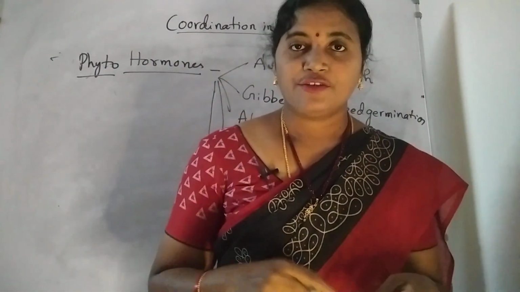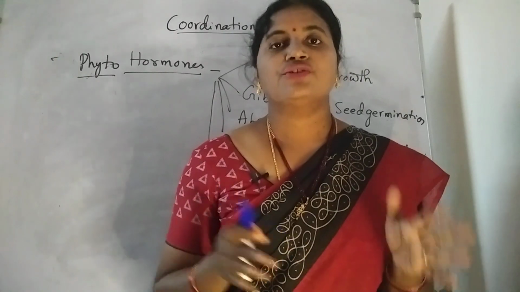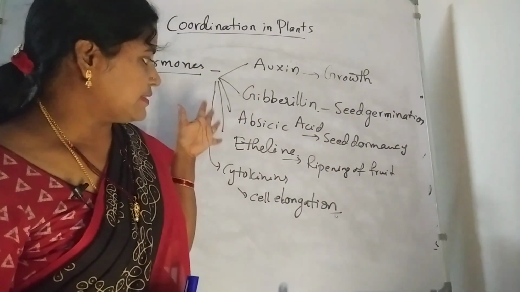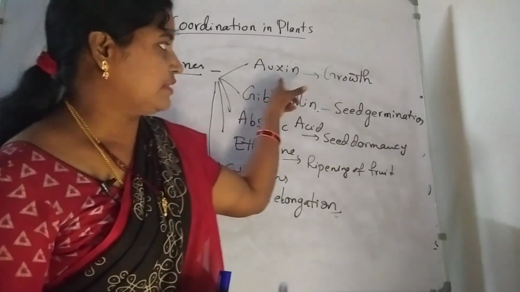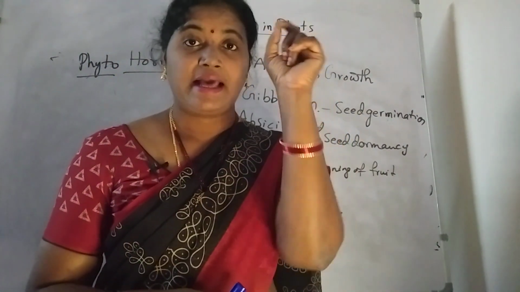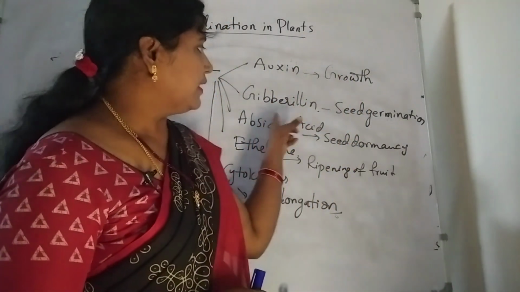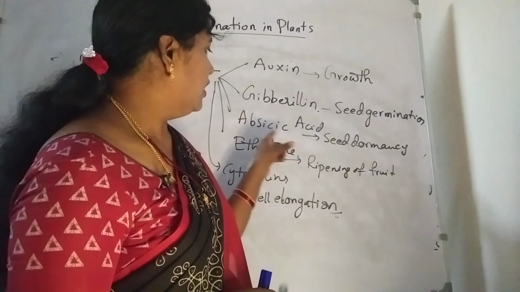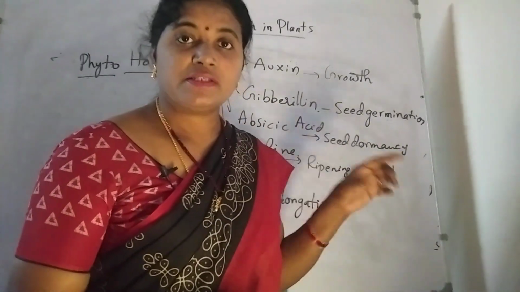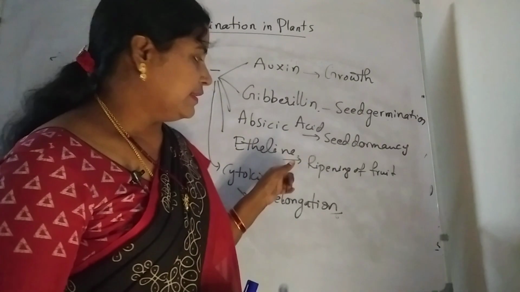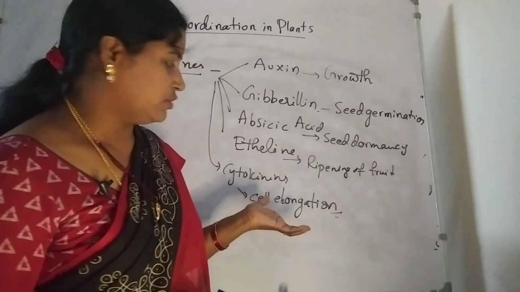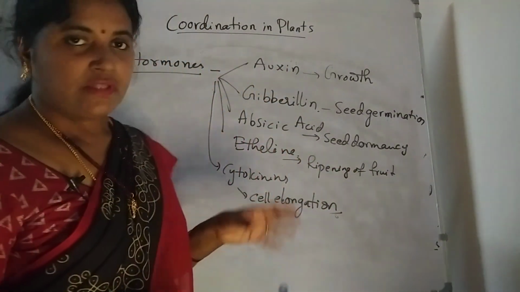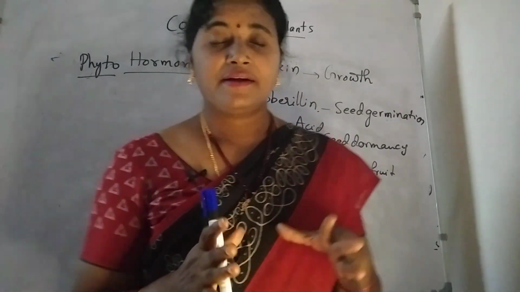These are the phytohormones responsible for communication and coordination in the plant. They are of five types: auxins, gibberellins, abscisic acid, ethylene, cytokinins. Auxin is for growth of the plant and is present at the axial parts of the plant. Gibberellins are responsible for seed germination, very important for plant growth. Abscisic acid is for seed dormancy, for storing the seeds. Ethylene is for ripening of the fruits, and cytokinins for cell elongation, cell differentiation and cell growth. Okay, this is all about plant coordination.